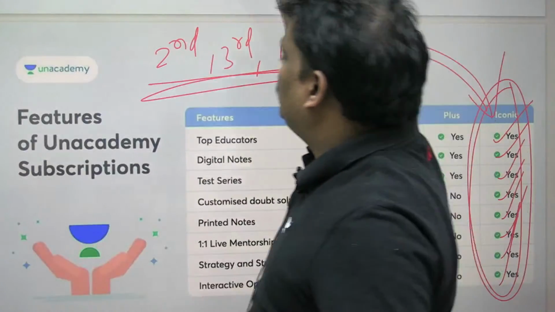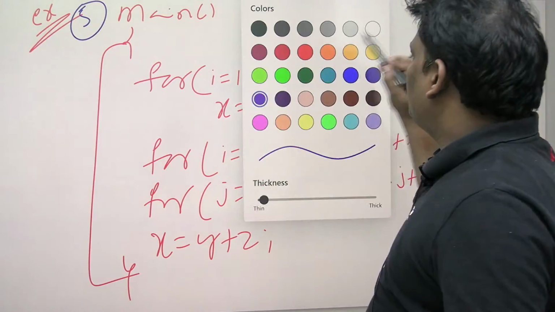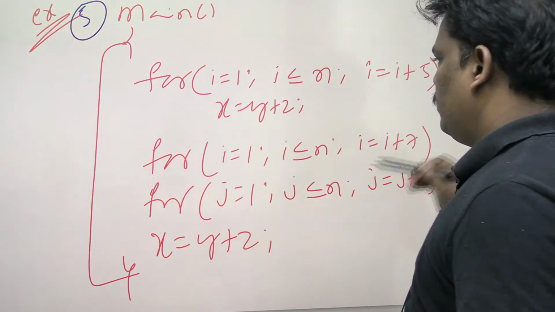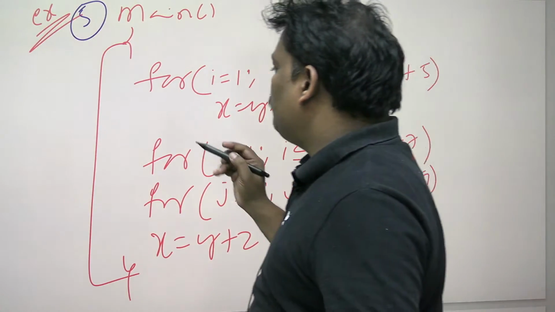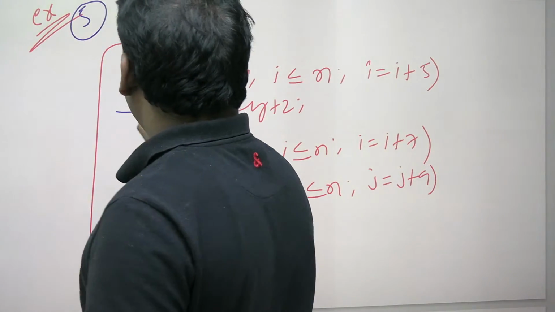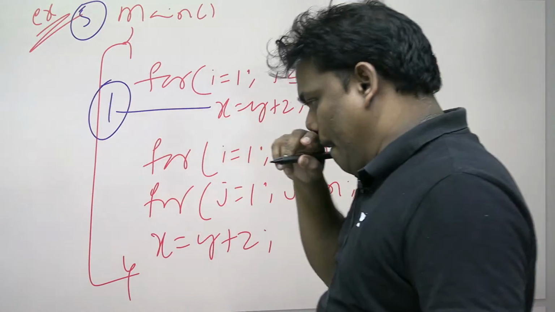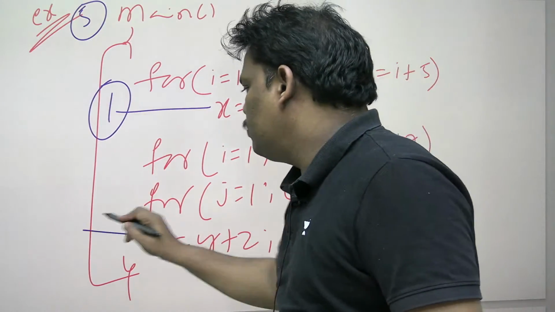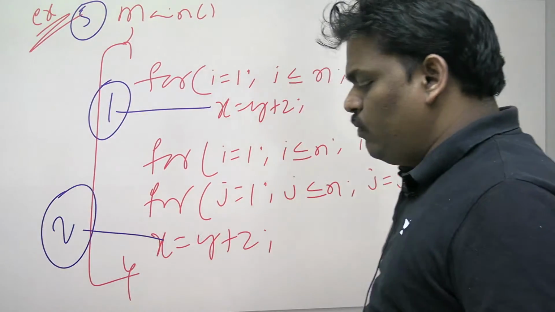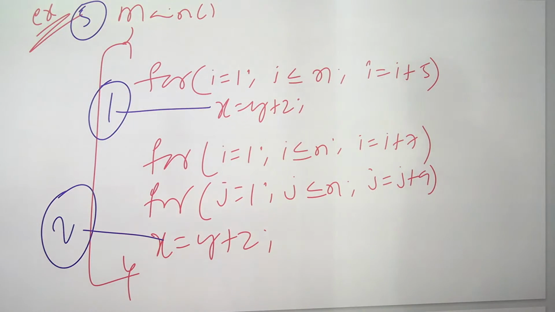Let's go to the answer for this problem. If you want to find out time complexity, first, how many statements are there? Calculate. It is number one, it is number two. There are two statements. To find the time complexity, first find the number of statements.